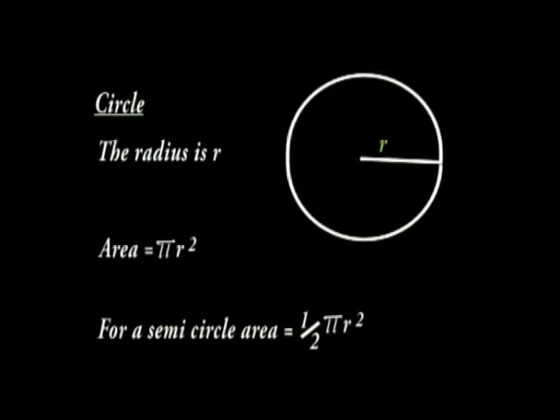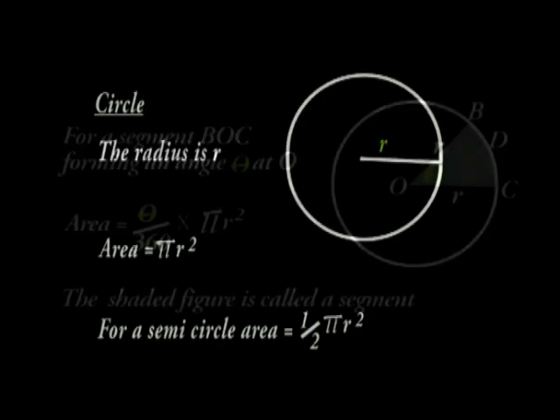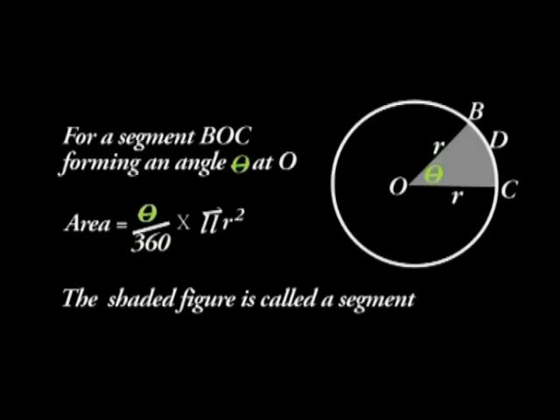Circle. A circle of radius r has an area of pi r squared. For a semicircle, the area is a half pi r squared. For a chord BOC forming an angle theta at O, area is theta over 360 times pi r squared. The shaded region in the figure is called a segment.